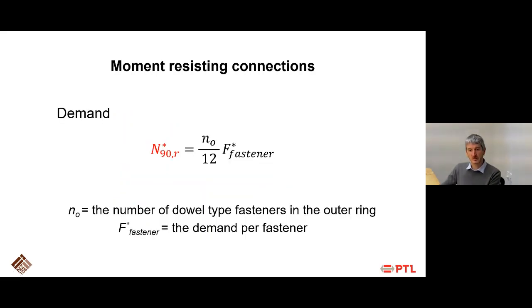What is the demand in your outer corner? It is nothing else than the number of dowels in your outer ring divided by 12, which makes out about a sector of 30% of your circle, idealized circle if it's a square connection, times the demand of the fastener due to the moment demand. So based on this one, you know what is the force in your corner, and you can design your screw reinforcing accordingly.